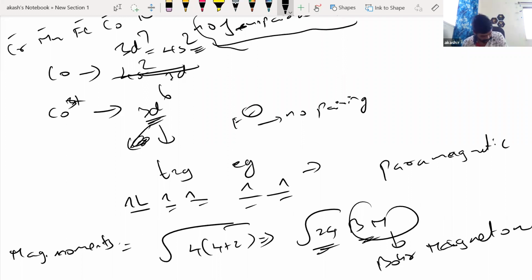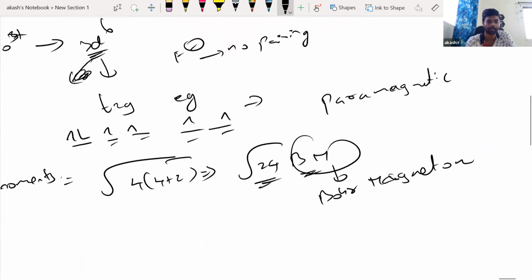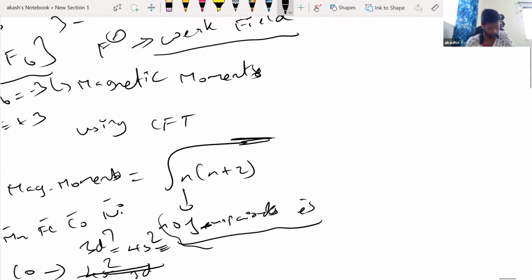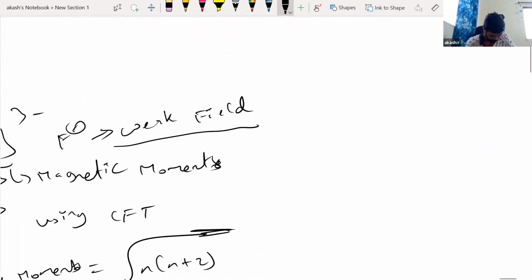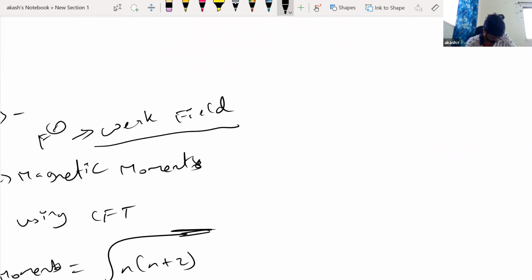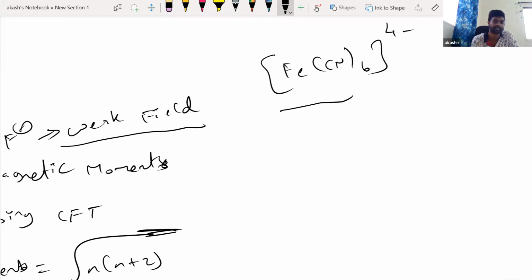Now let us do another question. Say we have Fe(CN)6 4 minus. Again, same thing. Tell me about the magnetic moment of this octahedral species.